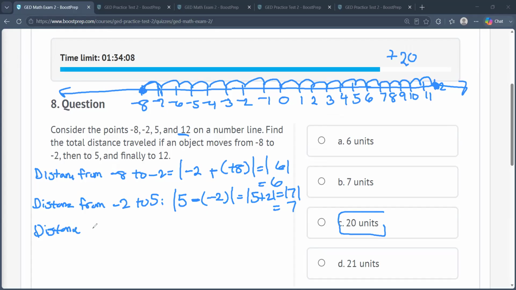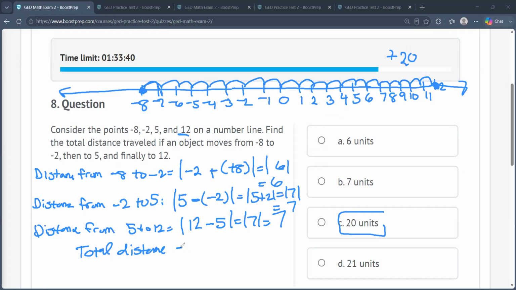And then the distance from 5 to 12. As you can see, it's much easier if you just did it on a number line. It's just going to be the absolute value of 12 minus 5, and that's absolute value 7, which is 7. So your total distance is equal to 6 plus 7 plus 7, which is 20 units.